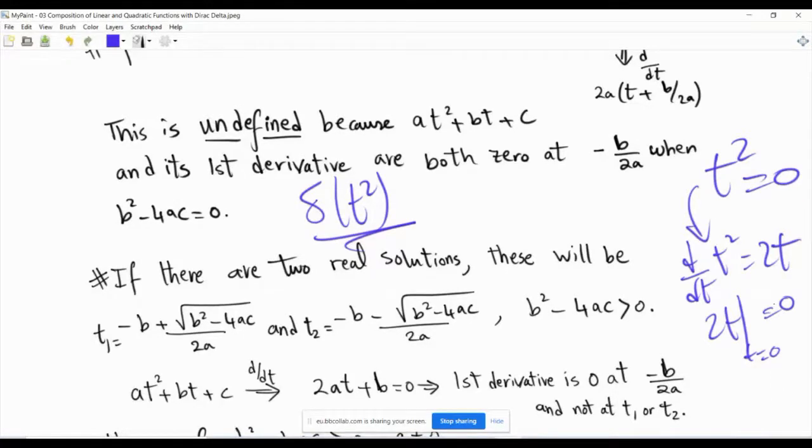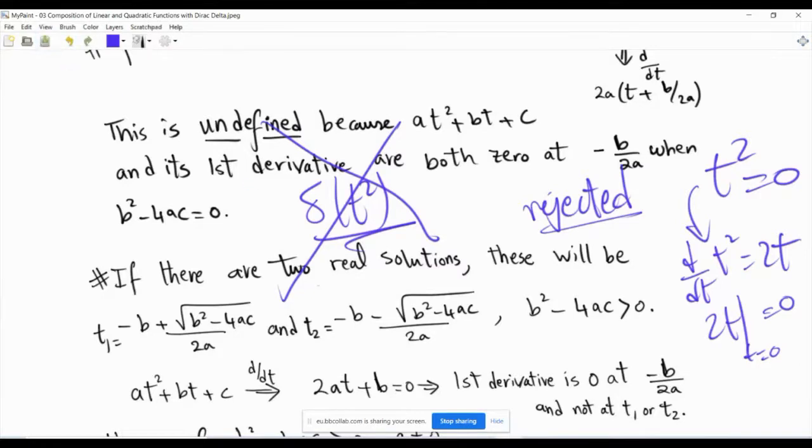So what should we do? Rejected. We will not have this. Rejected. You cannot have delta of t squared. By our rules of engagement, this is something that we should not use, in any situation in which we have a quadratic with repeated roots. But here is the good news.